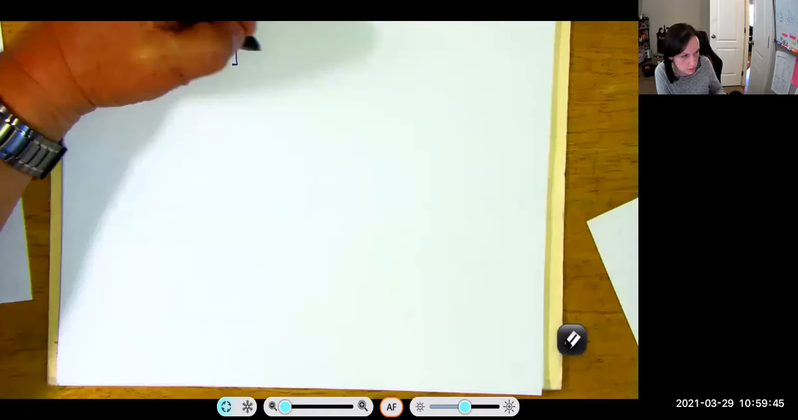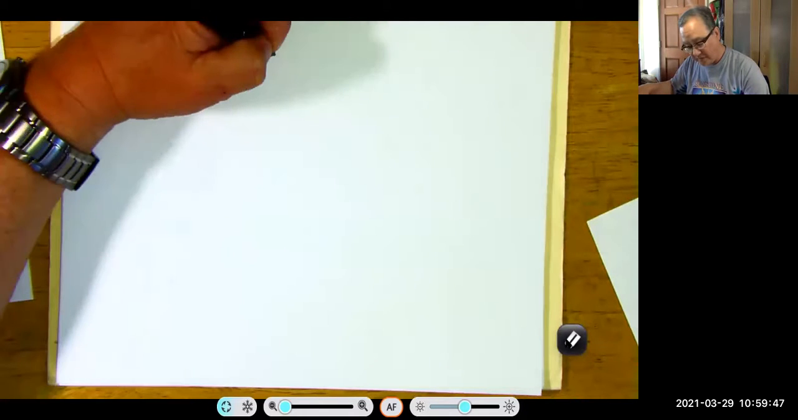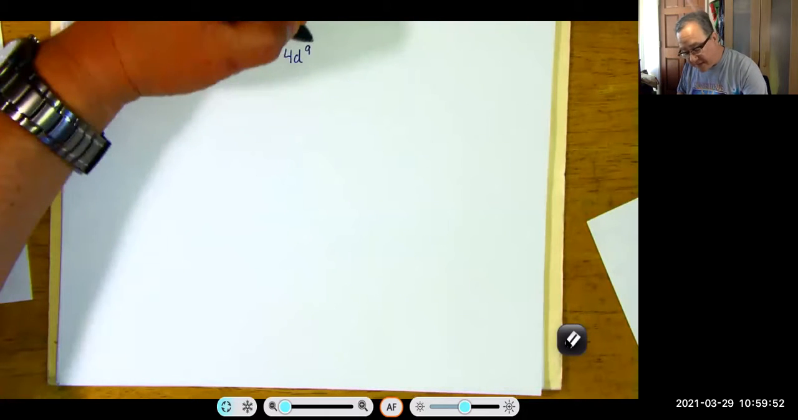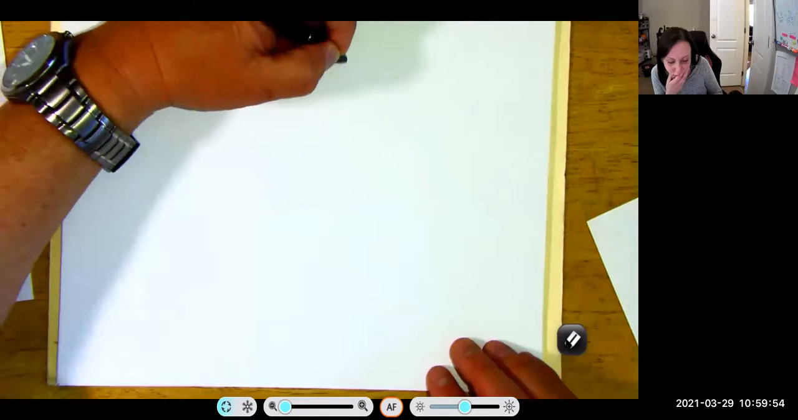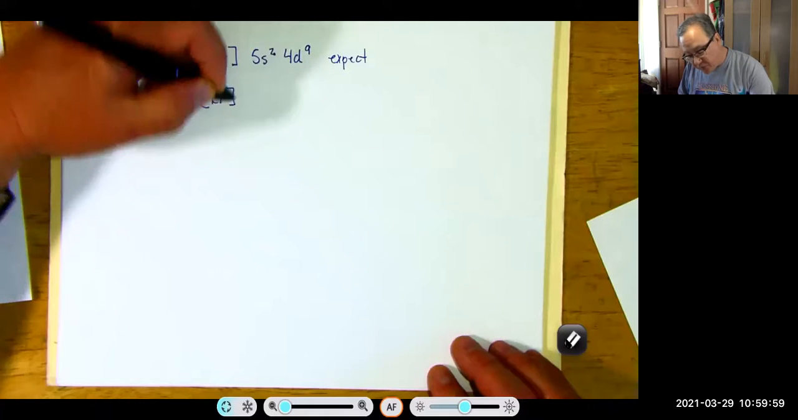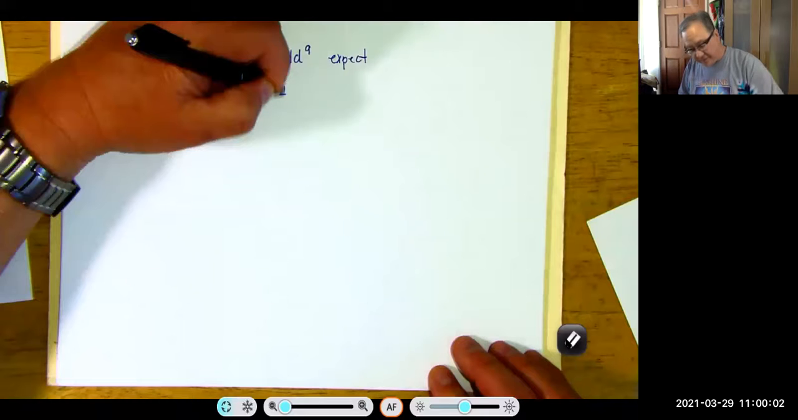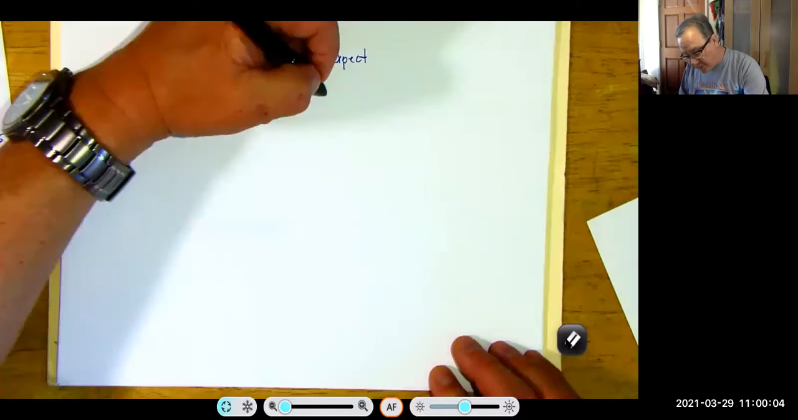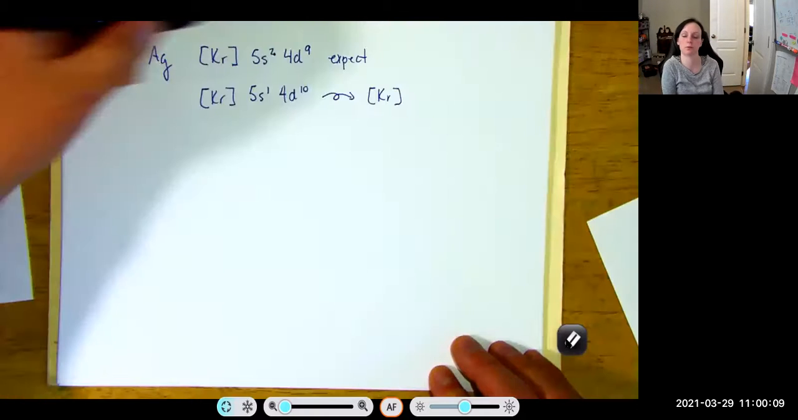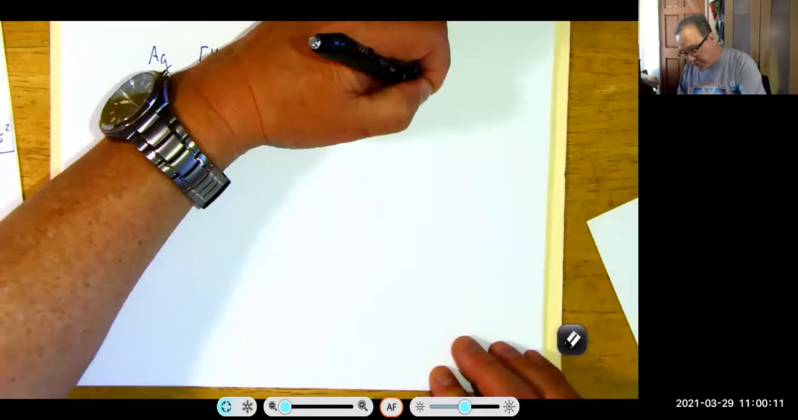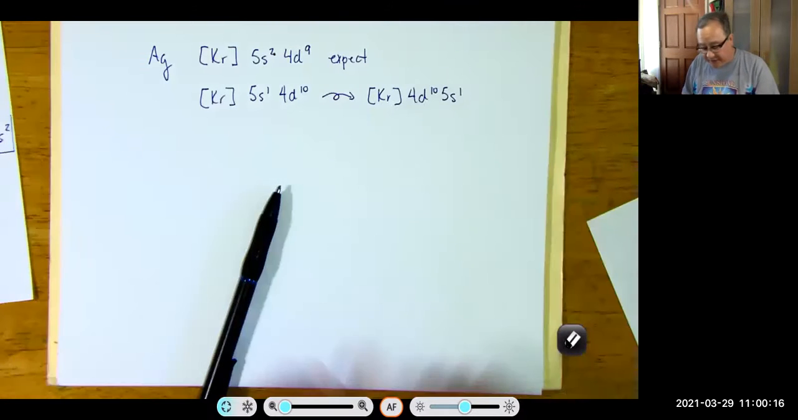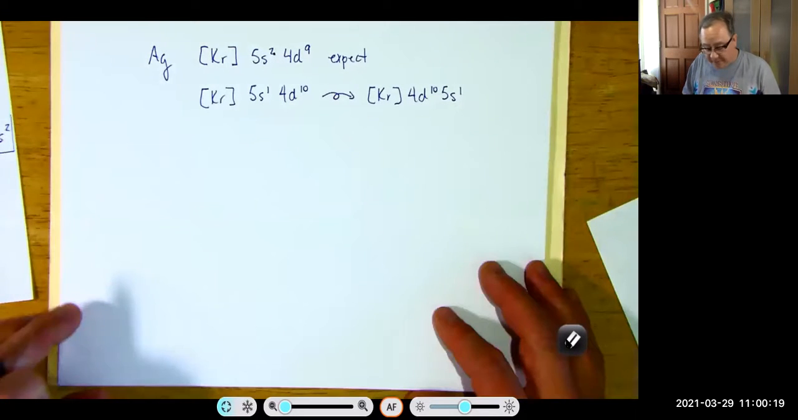5s2. Then what's next? 4d9. 4d9. That's what we expect, right? But it's actually going to be krypton 5s1 4d10. And then, of course, we have to rearrange this. And what would it be? Krypton 4d10 5s1. So you can see that that 4d subshell is full. It's very symmetrical, and so is the 5s. So this is more stable.